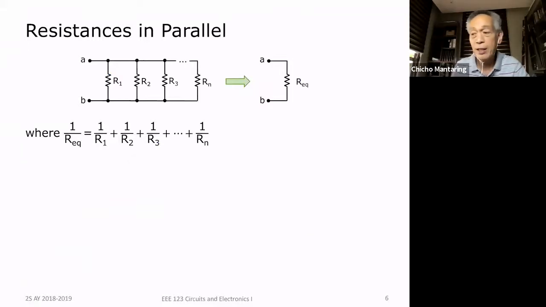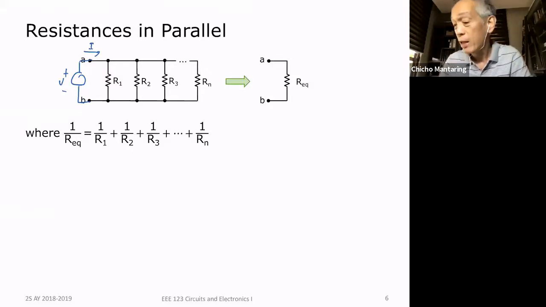Okay, what about resistances in parallel? Okay. So the circuit on the left is equivalent to the circuit on the right if 1 over R equivalent is equal to 1 over R1 plus 1 over R2 plus 1 over R3 all the way to plus 1 over Rn. And again, this is quite easy to prove. So the same, the proof we can do is the same. No? Let's say we apply a voltage here, plus or minus V, we are going to get a current I.